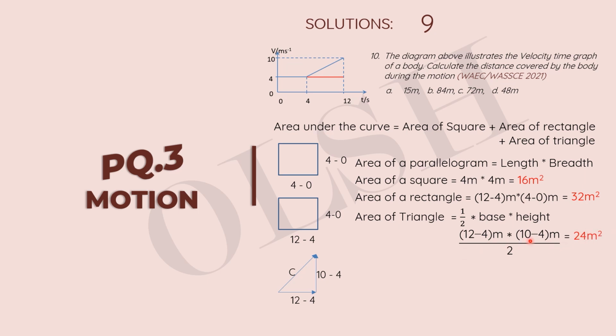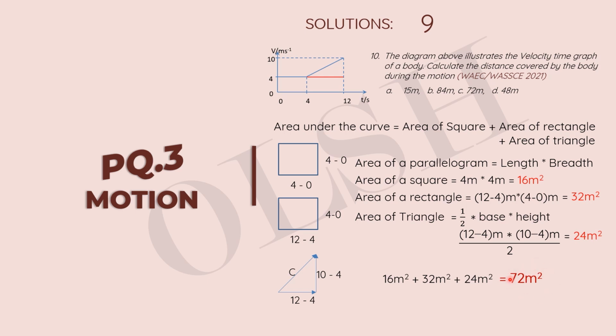Of course, 10 minus 4 is 6, 12 minus 4 is 8, so we have 8 times 6 divided by 2. That gives us 24 meters squared. Okay, so move on to summing the area of all the shapes. So we have 16 meters squared plus 32 meters squared plus 24 meters squared. This gives us 72 meters squared.